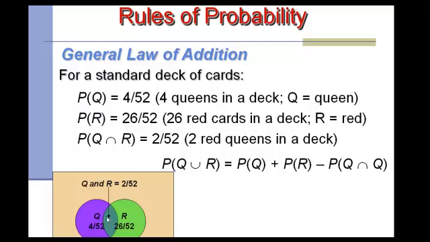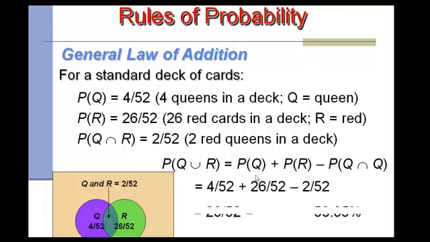So we're asking about all of this, but then again we've got this intersection in there twice, so we've got to subtract it out. So the probability of drawing a queen or a red card is equal to the probability of queen plus the probability of a red card minus the intersection, minus the probability of both. So that comes out: probability of a queen, 4 over 52, plus the probability of a red card, 26 over 52, minus the probability of both. And if you do the math, that works out to 0.5385, or there's a 53.85% chance of drawing a queen or a red card.